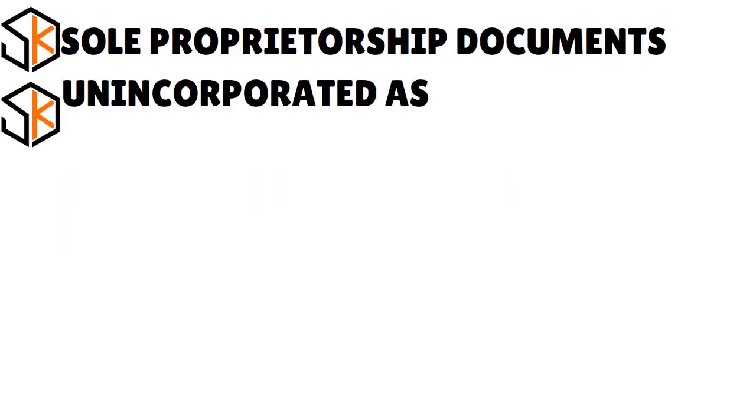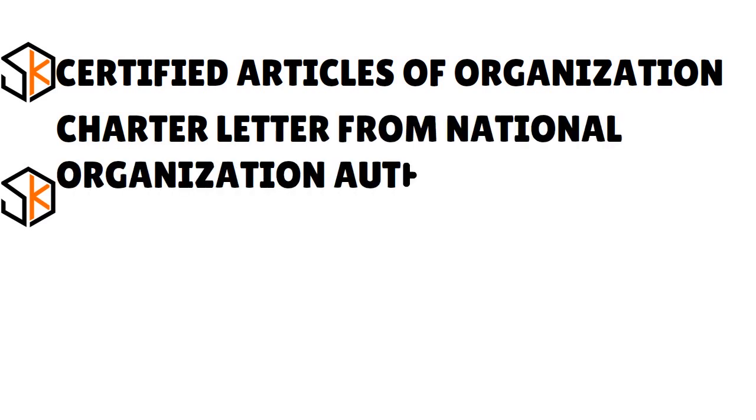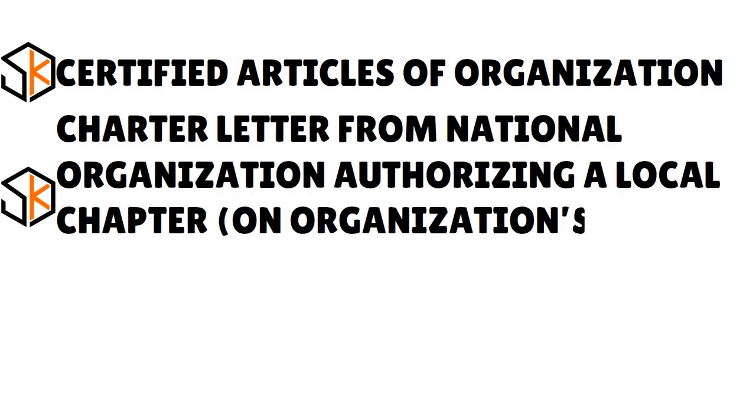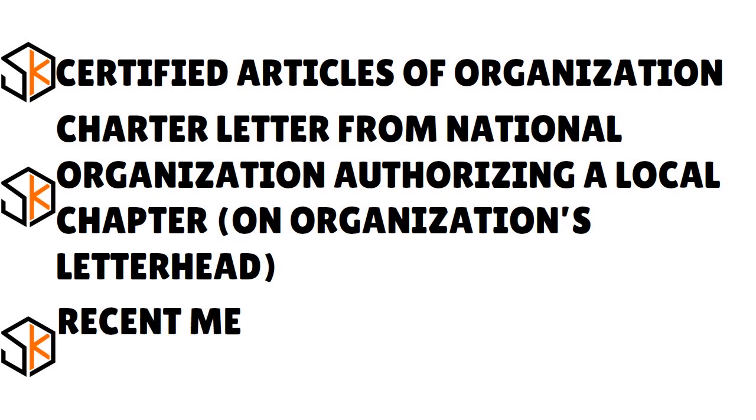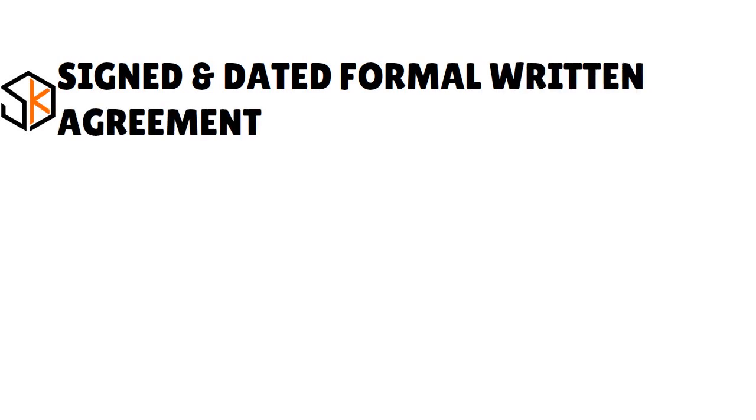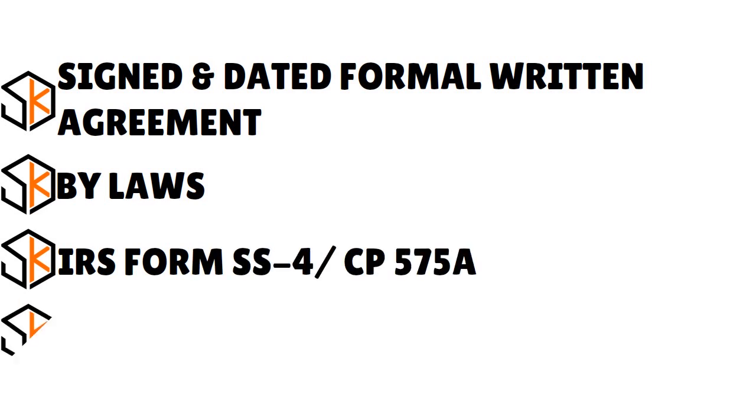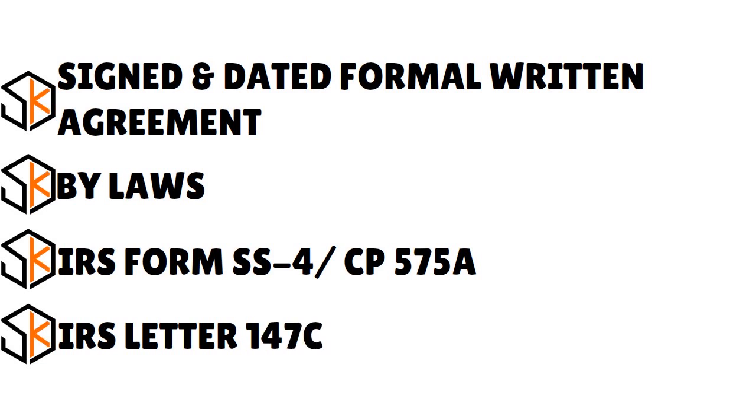And what about unincorporated association or club documents? You have certified articles of organization or charter letter from a national organization authorizing a local chapter on organization's letterhead, or recent meeting minutes on organization's letterhead, or signed and dated formal written agreements or bylaws. And also IRS form SS4 CP575A or IRS letter 147C.